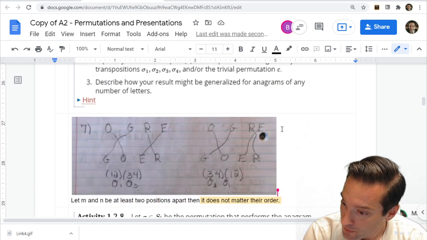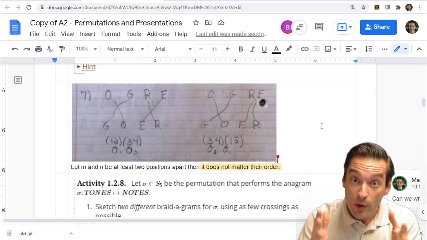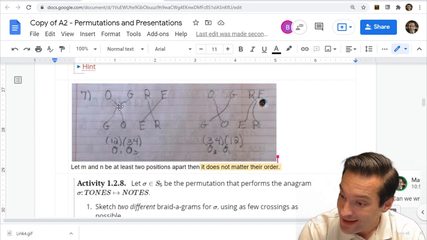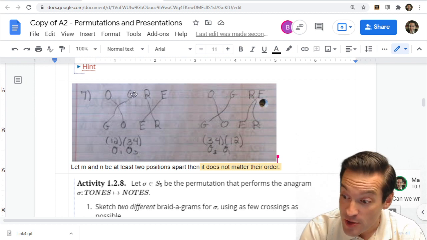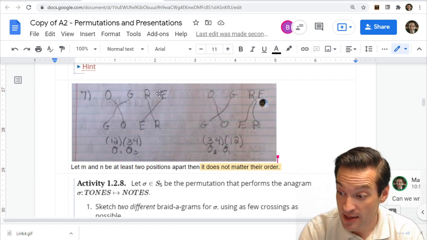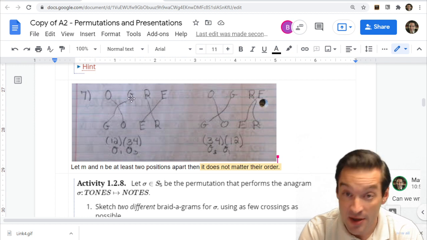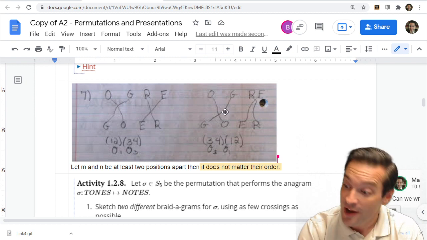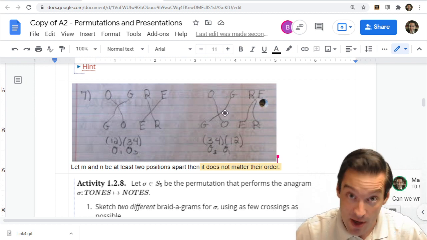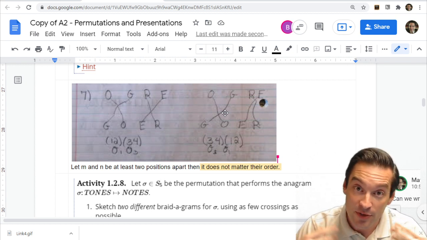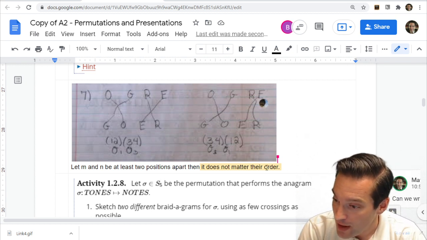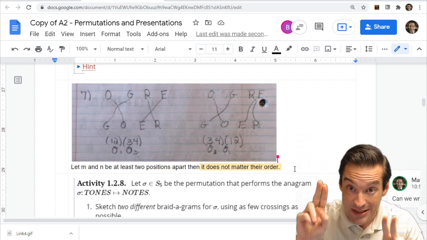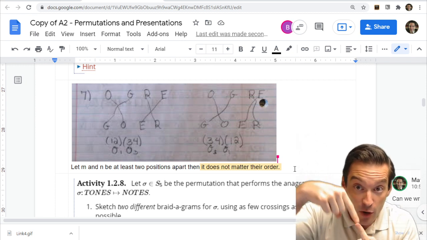The second was by taking this ogre to goer anagram and looking at it in two different ways, we figured out that it doesn't really matter to the permutation whether we trade the first and second positions before we trade the third and fourth positions, whether the O and the G switch before the R and the E, or whether the R and the E trade places first and the O and the G trade places second. We get the same result. Again, two different looking Braid-a-Grams, but two identical permutations. And you figured out that it doesn't matter which order we do a successive pair of adjacent transpositions, as long as those transpositions are not competing over the same strand.